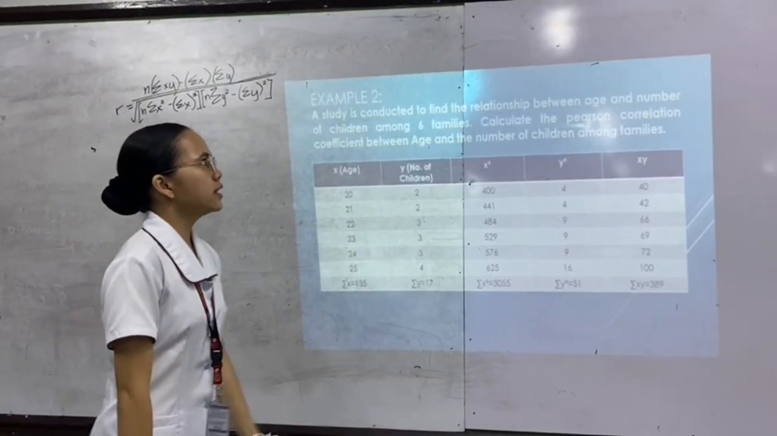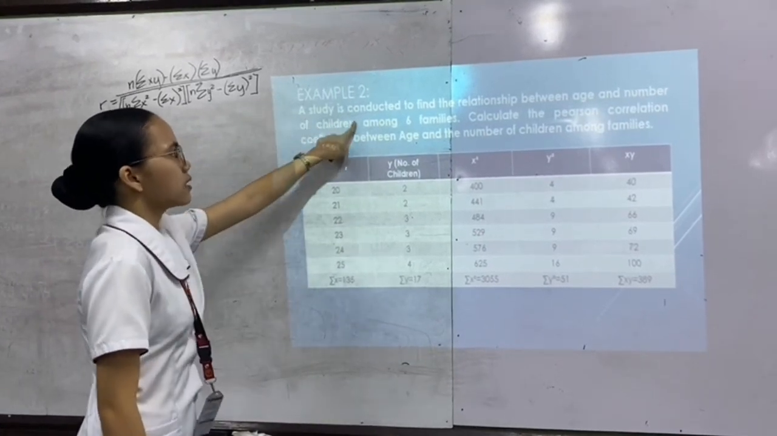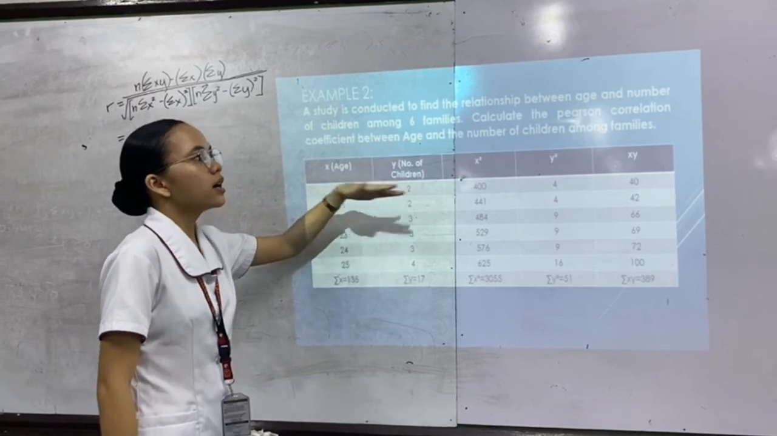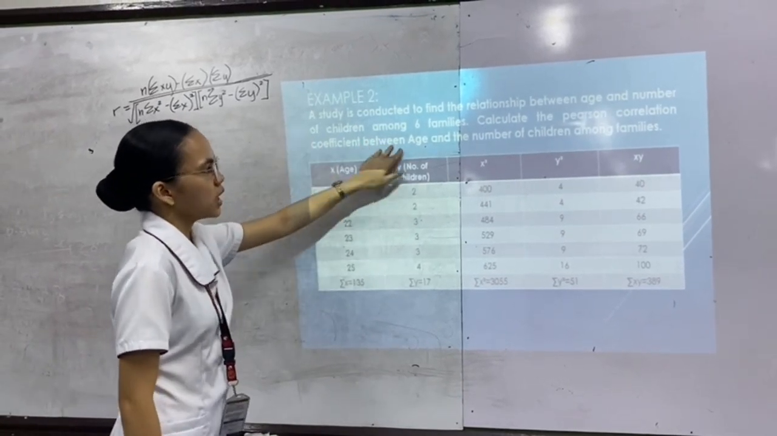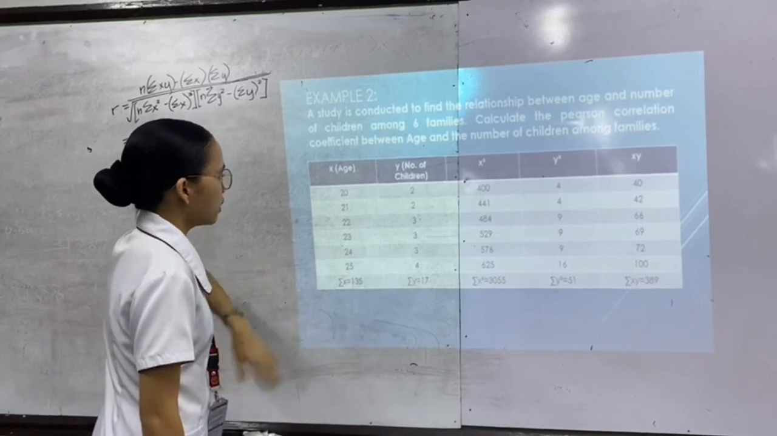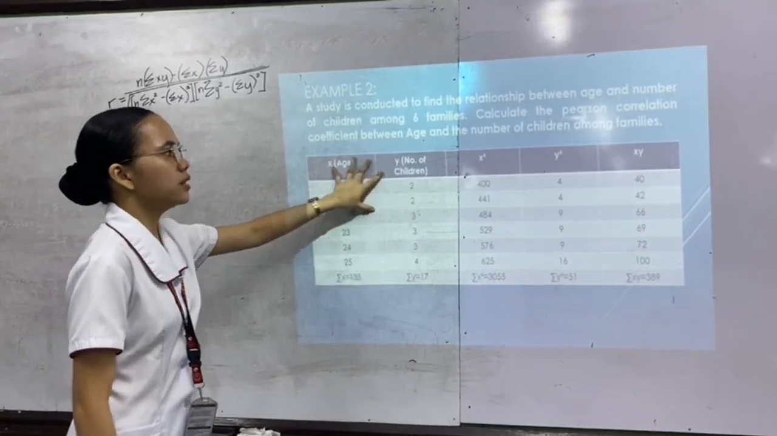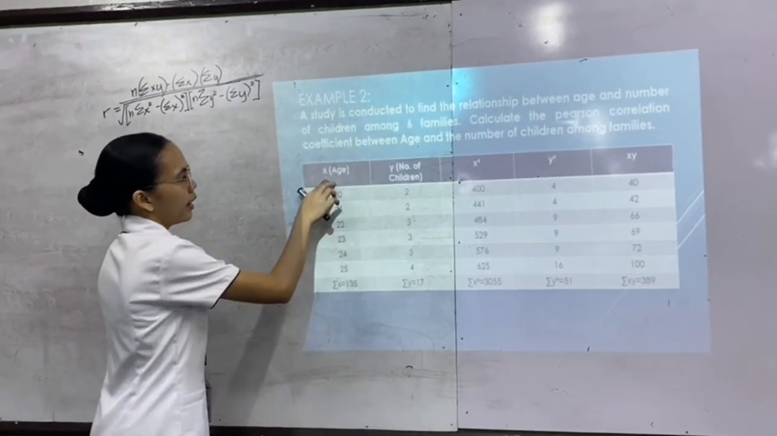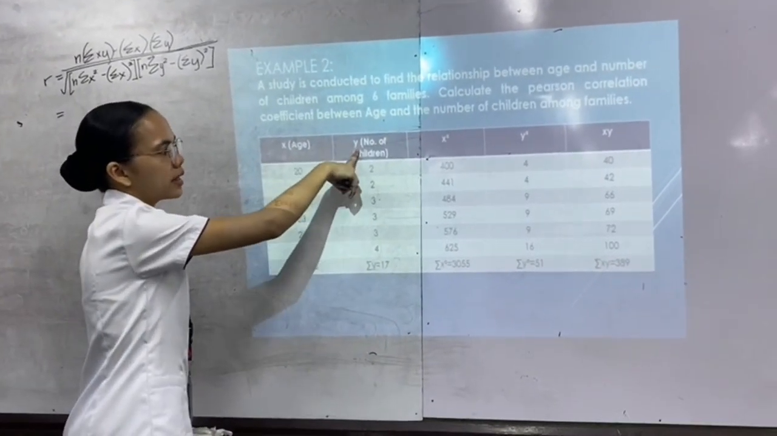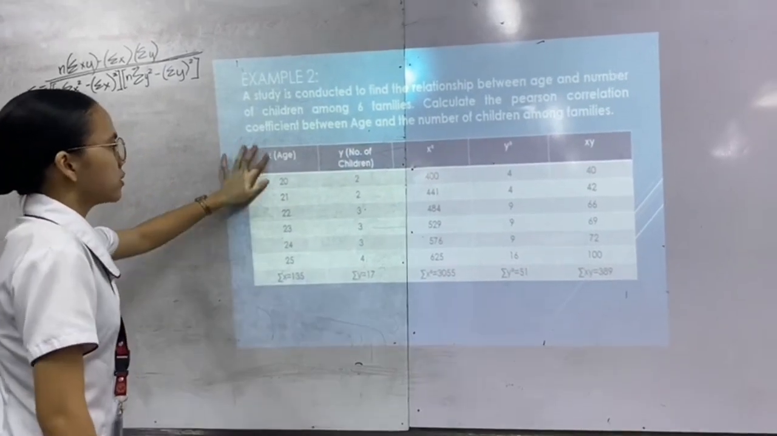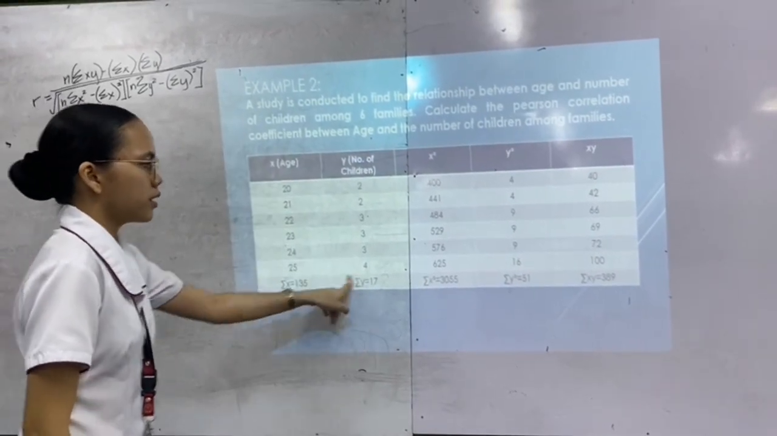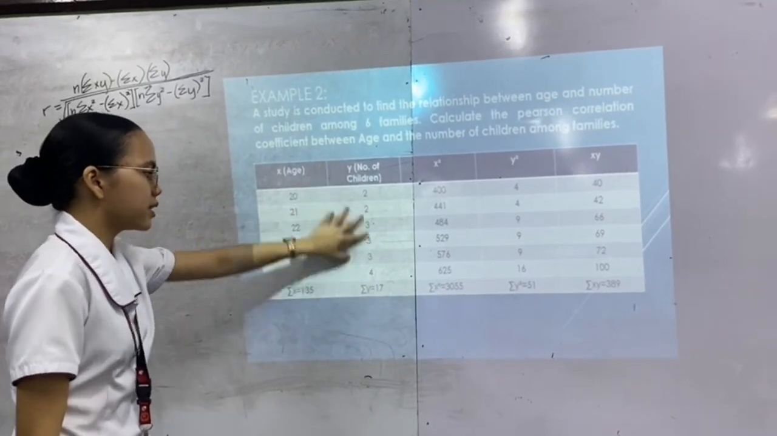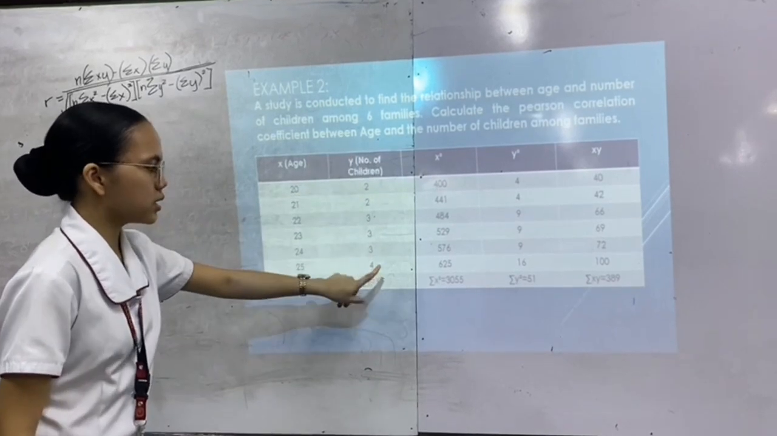So the second example is: a study is conducted to find the relationship between age and number of children among 6 families. Calculate the Pearson correlation between age and the number of children among families. So this is the data conducted among 6 families and their age. X is the age and Y is the number of children. So these are the data and these are their summations. The summation of X is 135, and the summation of Y, the number of children, is 17.